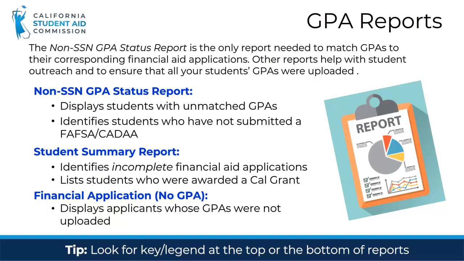In addition to identifying records that are unmatched, this report also identifies students who have yet to submit a financial aid application, so it can be a tool for use in outreach efforts to remind students to submit a FAFSA or DREAM Act application by the Cal Grant deadline for maximum financial aid consideration. However, even if they miss the Cal Grant deadline, students should still be encouraged to submit their financial aid application. Keep in mind that other aid is still available beyond the March 2nd or September 2nd Cal Grant deadlines.